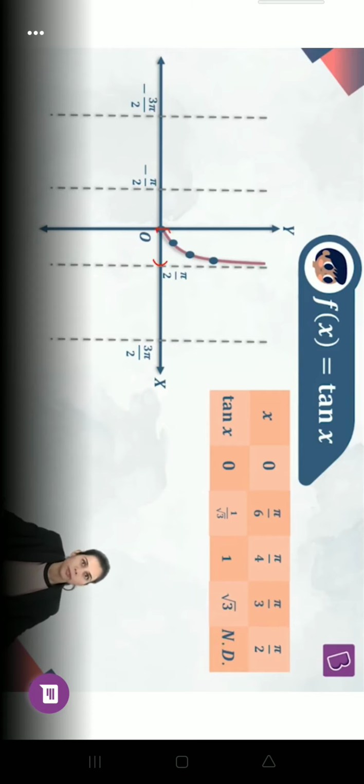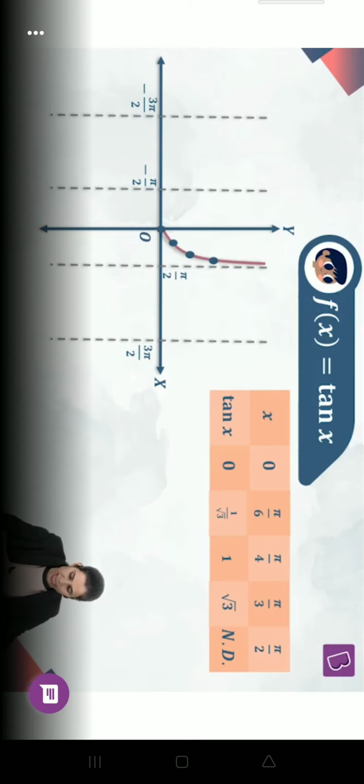Now, let's get the graph of tan in the interval minus 3 pi by 2 to minus pi by 2. How? Well, I'm going to take theta here. So theta is sandwiched between minus pi by 2 and pi by 2, strictly, obviously. Then, what about minus pi plus theta? Well, it will be sandwiched between minus 3 pi by 2 and minus pi by 2. And what is tan of minus pi plus theta? Can you tell me?